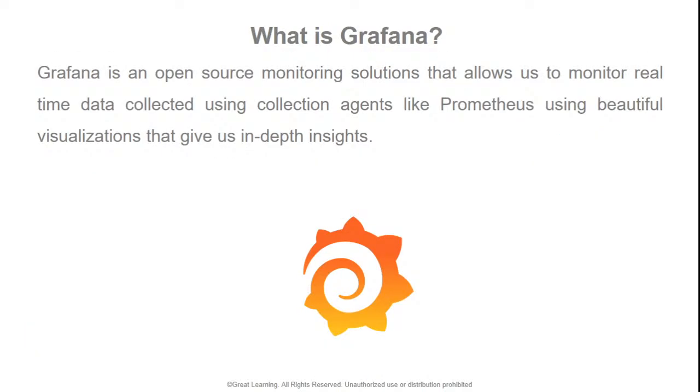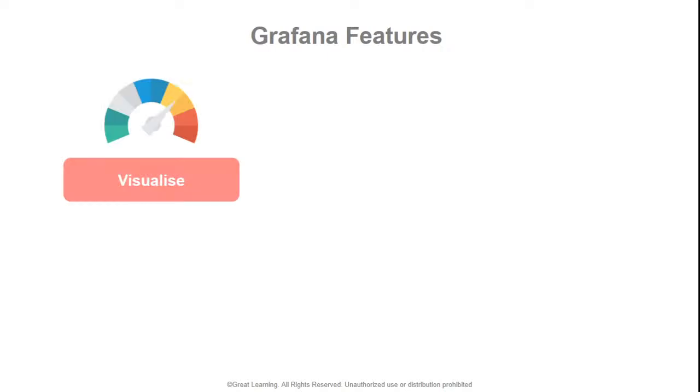All right, so what is Grafana? Like I discussed just now, we talked a lot about Grafana. Grafana is an open source monitoring solution that allows us, using collection agents like Prometheus, to create beautiful visualizations that give us in-depth insights. Now let's look at Grafana features. So a lot of features over here, like it can help us visualize the metrics.